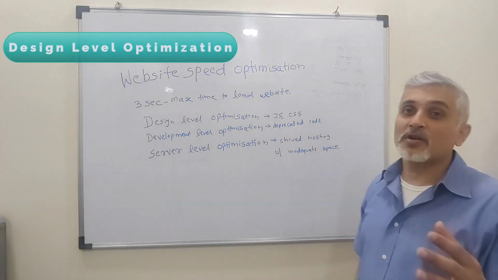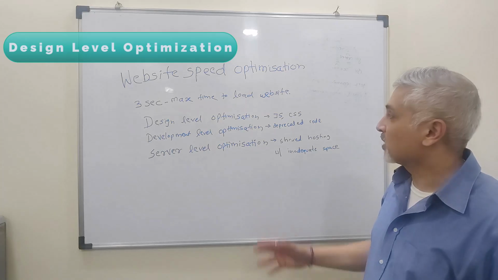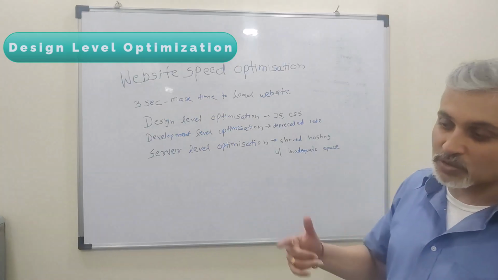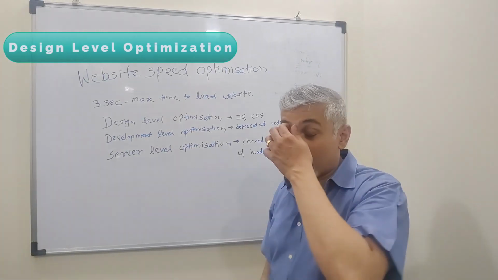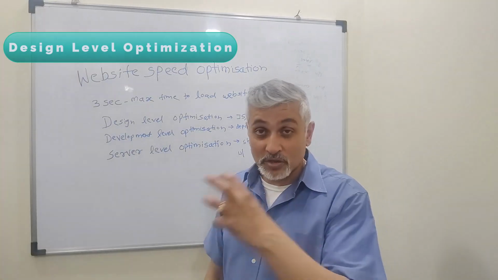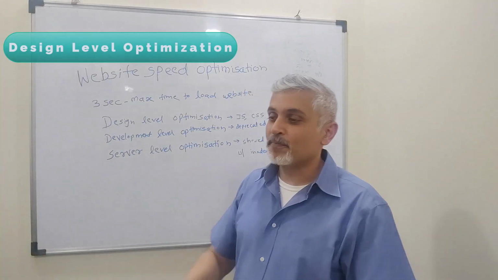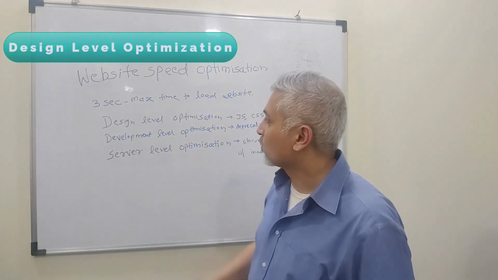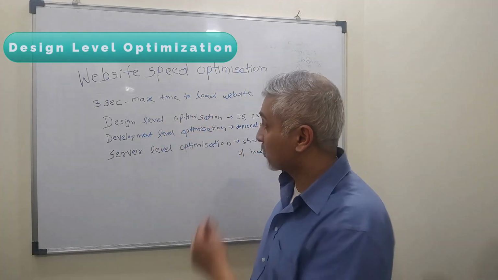Images. If you have a lot of images on your site, the problem is that the browser has to render those images, and especially if they're getting pulled from the database, that takes a lot of time to load. So one of the things you've got to do is design level optimization.